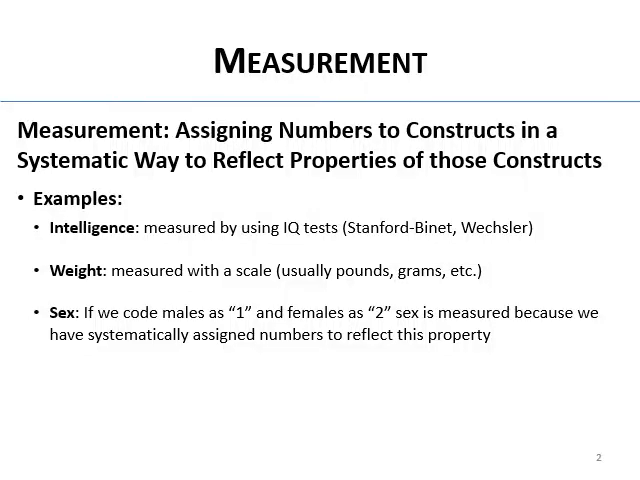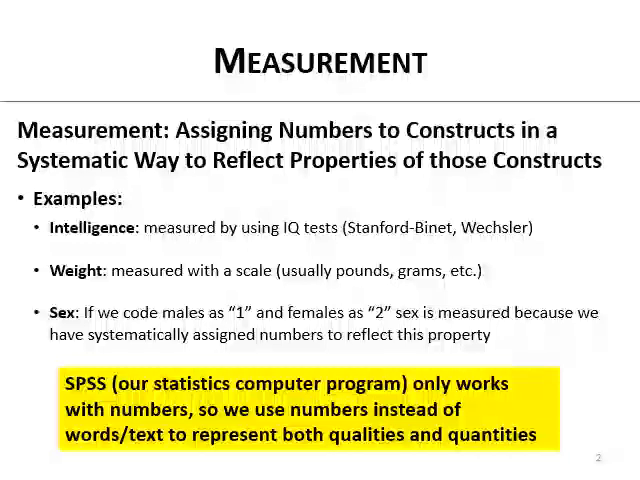Here's a weird one though. So sex. If we code males as 1 and females as 2 in a study, we have measured sex because we have assigned numbers to the construct of sex in a systematic way to reflect properties of sex, right? It's a little weird that we do that in research, but we do that because the programs we use, like SPSS, the one we're going to use for this class, only really works with numbers. So we use numbers instead of words or text or characters to represent qualities like sex and also quantities like intelligence and weight and those sorts of things.